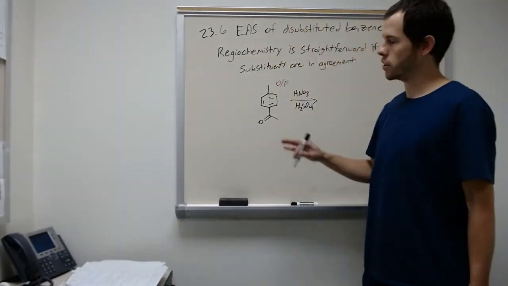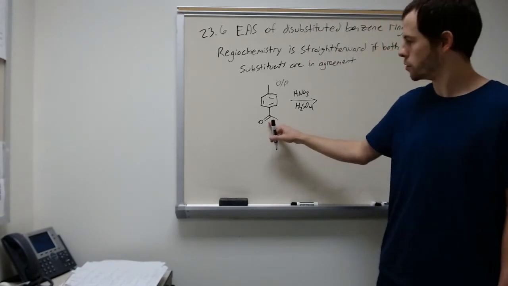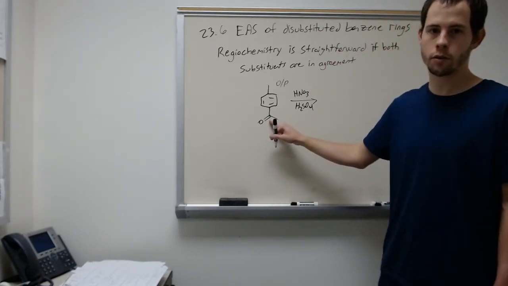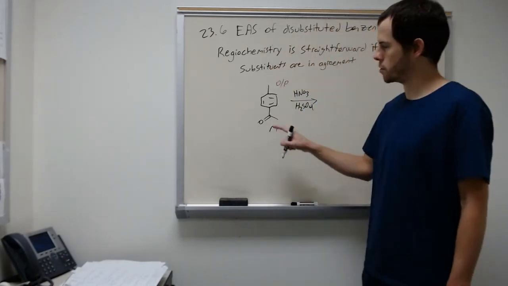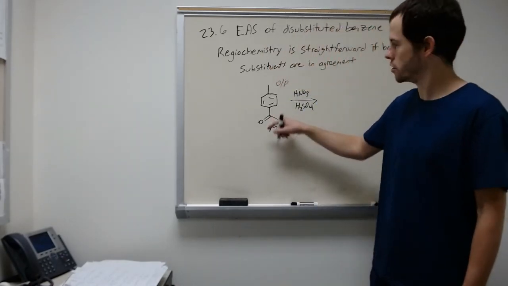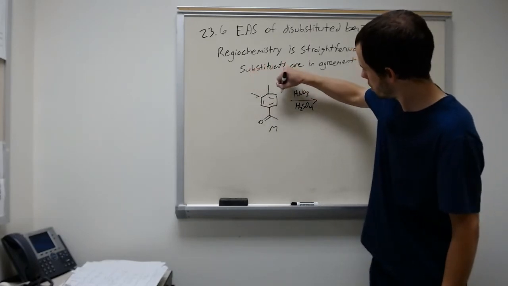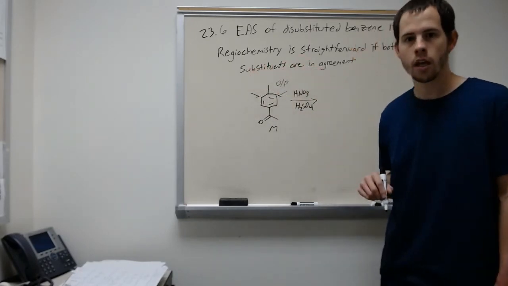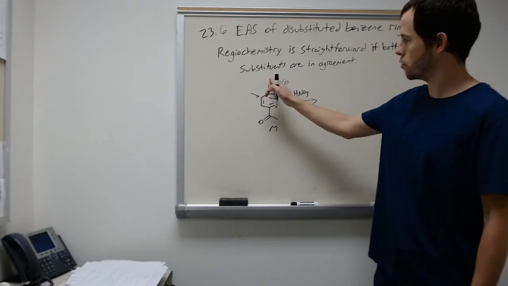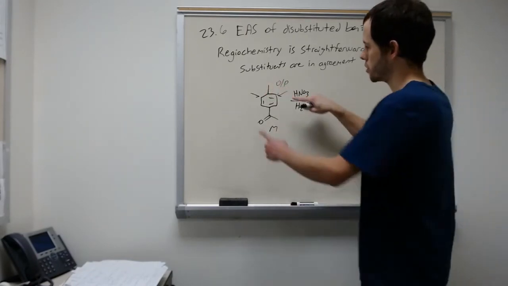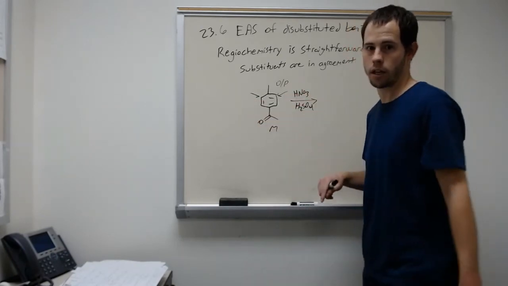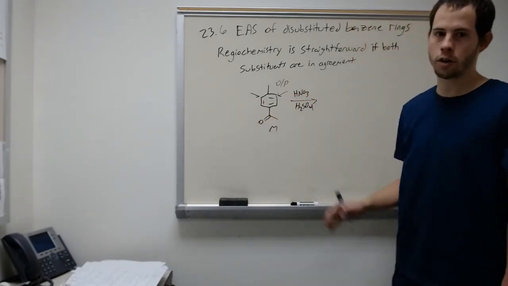And then we know that this down here is an electron withdrawing group. This carbon's partially positive, and so it's a meta-director. If we take a look at this substituent, where's the meta positions? They are here and here. And then if we take a look at this substituent, where are the ortho-para places compared to that? The ortho positions are here, and then the para position is where the ketone's at.